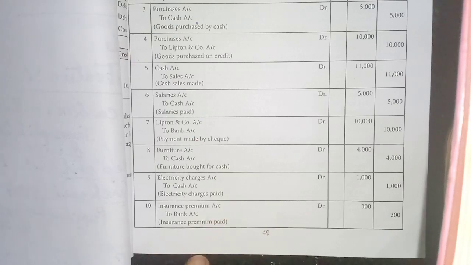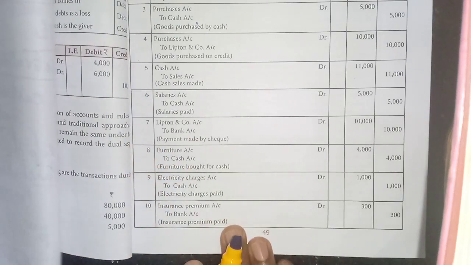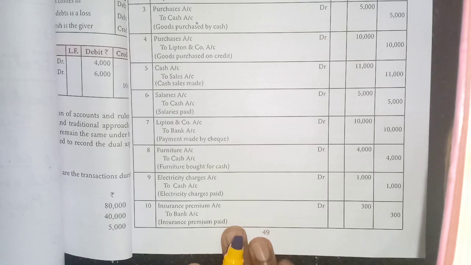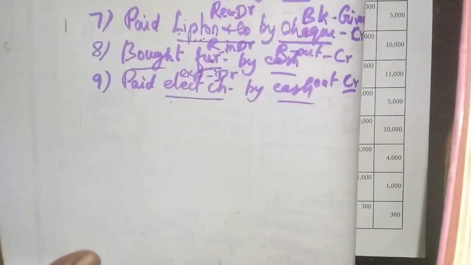The last one: bank paid insurance premium as per standing instruction. Sometimes for the business, the bankers will pay some expense or they may receive some income also. For that, the business or the customers of the bank will give some instruction. That is called the standing instruction. So here the bank paid the insurance premium.